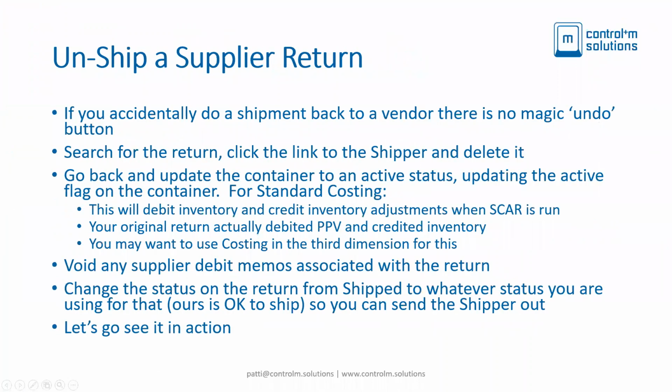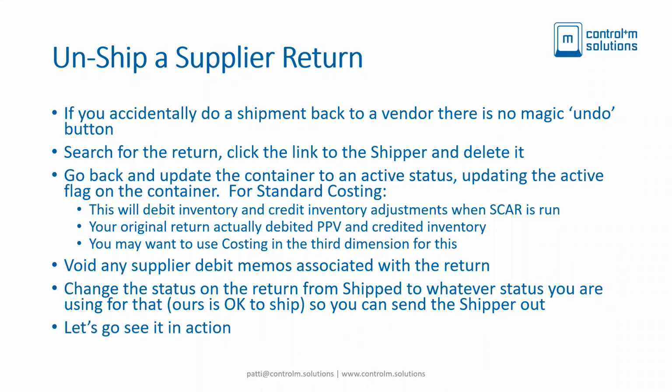Okay, let's talk supplier returns next. If you accidentally ship something back to a vendor that didn't actually go out, once again, there's no undo on here. The supplier return creates a general shipper. So basically what we're going to do is return that general shipper. But we need to also go back and do some things with the container as well. So we have to actually go through and reactivate that container because it's no longer gone.